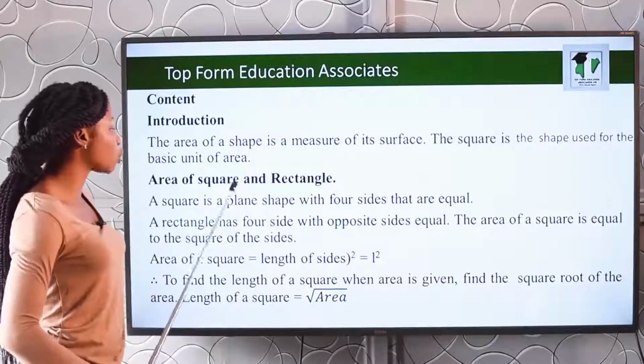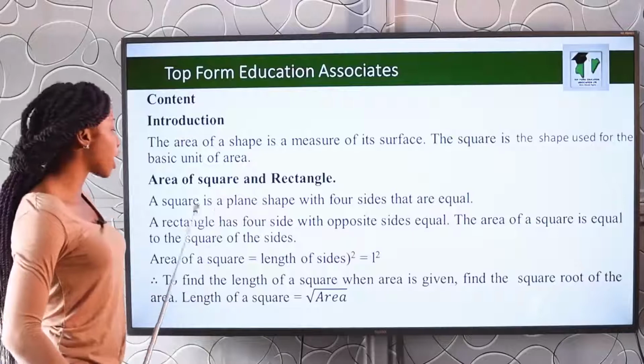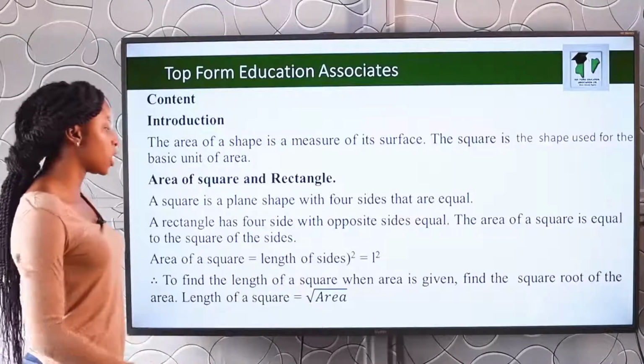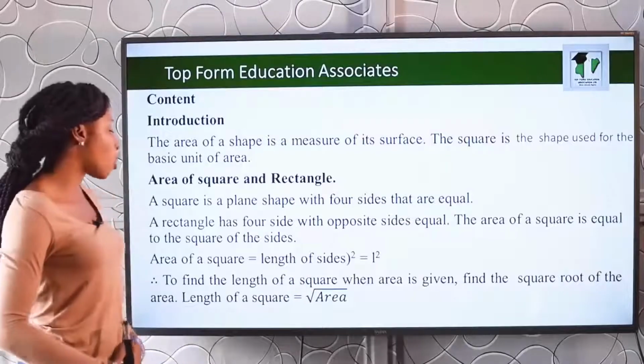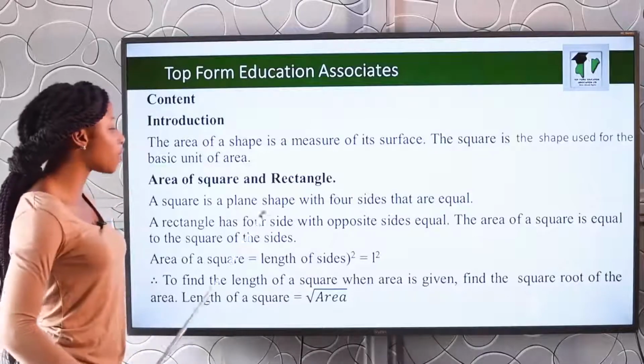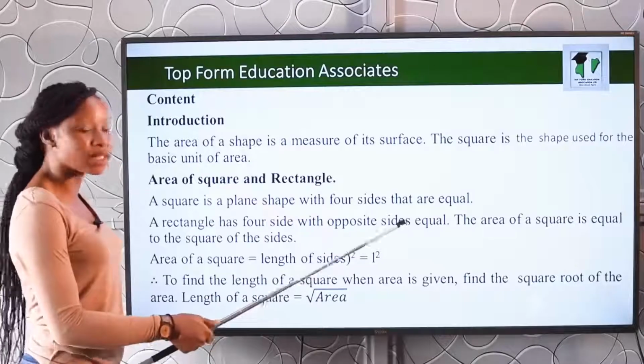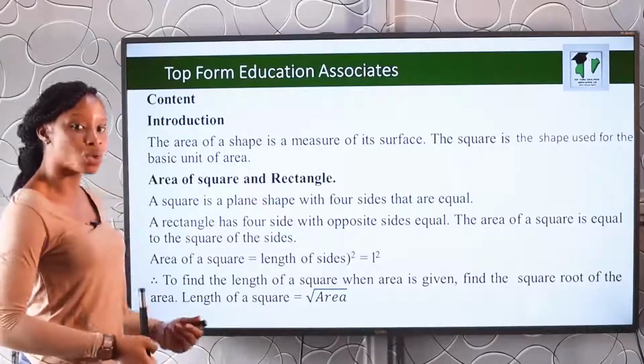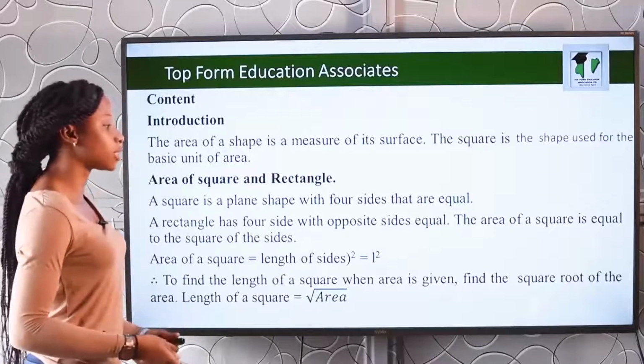Now, areas of squares and rectangles. A square is a plane shape with four sides that are equal. A square has four equal sides, while a rectangle has four sides with opposite sides equal. So the difference between a square and a rectangle is that a rectangle has two sides opposite that are equal.